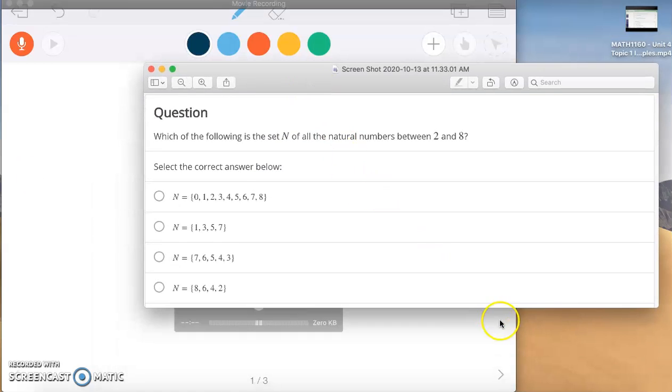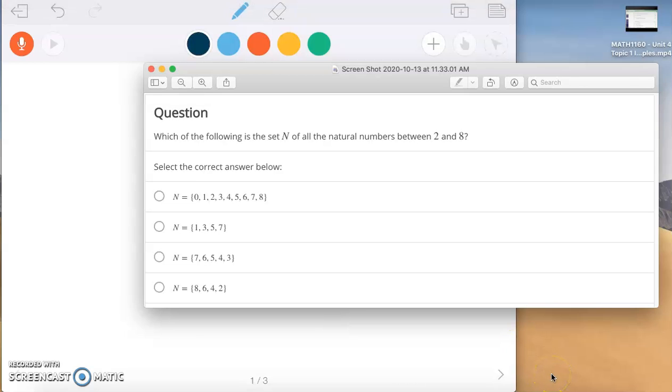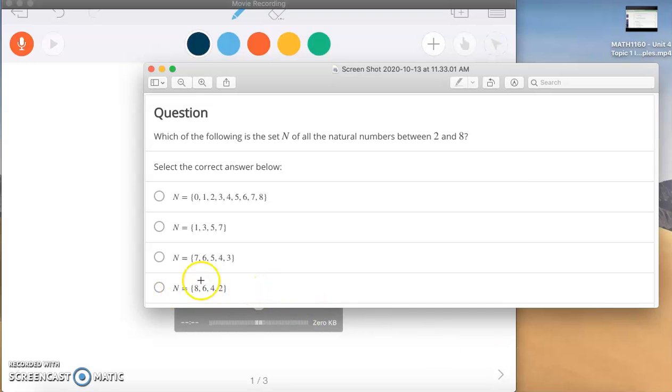Which of the following is the set N of all the natural numbers between 2 and 8? Notice it said between 2 and 8. It did not include 2 and 8, and that's what we just saw with the -4 and 4. So we need to eliminate anything that includes 2 and 8, such as 8, 6, 4, 2. We know that's not it. We have up here 0, 1. We already know that's not it because 0 and 1 are less than 2.